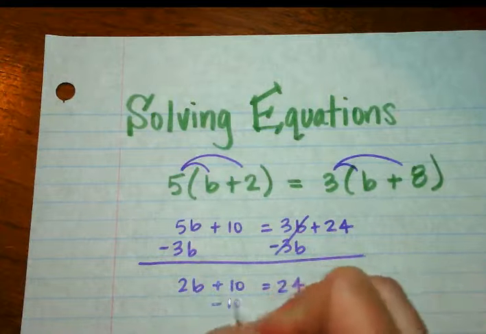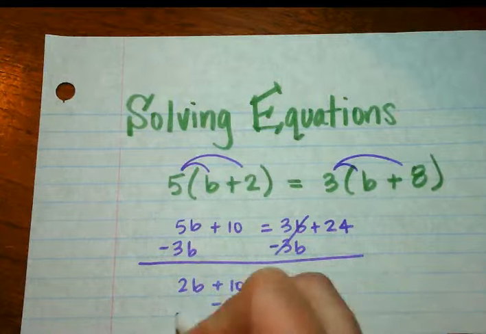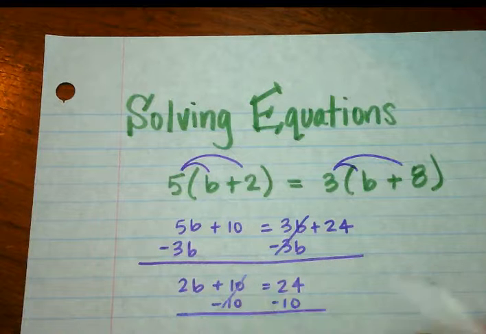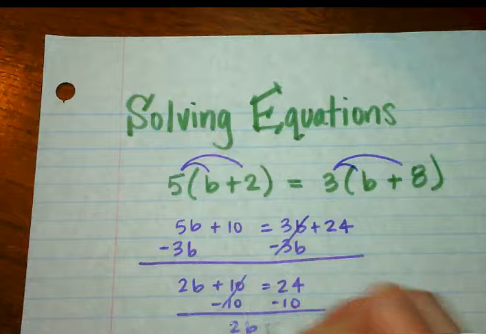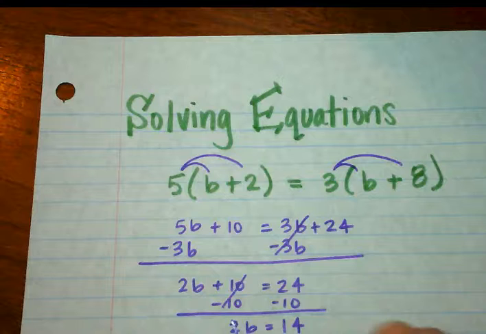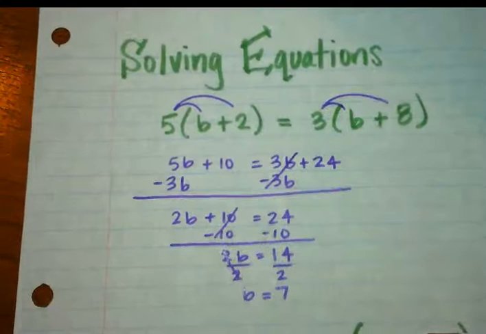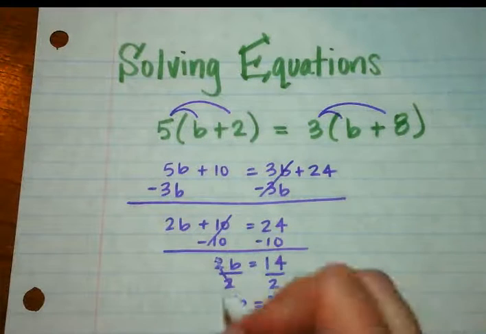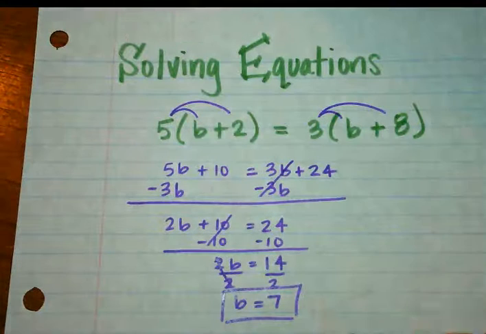Now I'm going to subtract 10 from both sides. So that cancels. So 2b equals 14. Divide both sides by 2. So those cancel. And b equals 7. Oops, sorry, I was off the camera, I'm so sorry. So your solution is b equals 7.